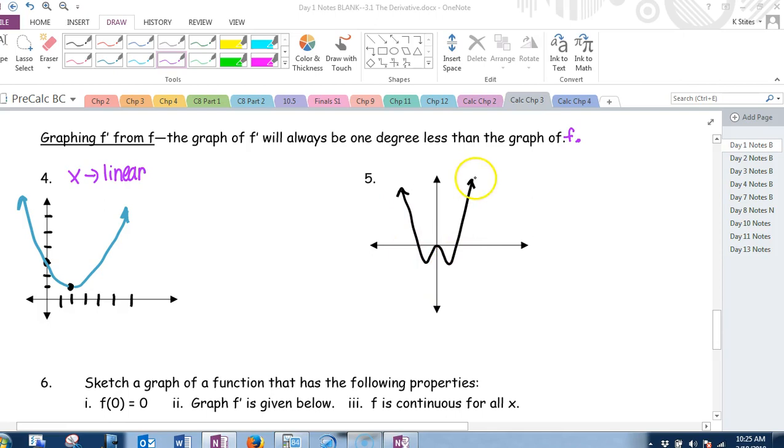This guy is an x to the 4th curve. Okay, it's that W shape, a degree of 4. So when we graph the derivative, it will be 1 degree less. It will be an x cubed, so that will look like a cubic. This is just helpful to know for when you're drawing these. Now you're still going to have to be a little more detailed than just drawing a line or a cubic graph, but you at least know, okay, this is what it should look like.